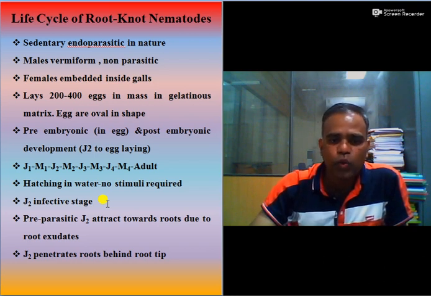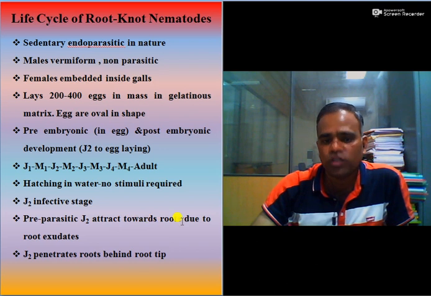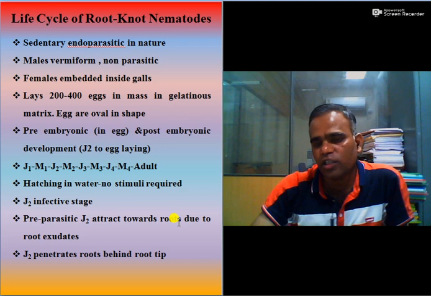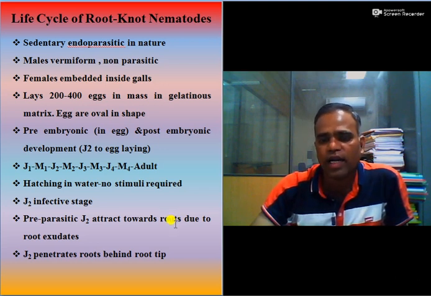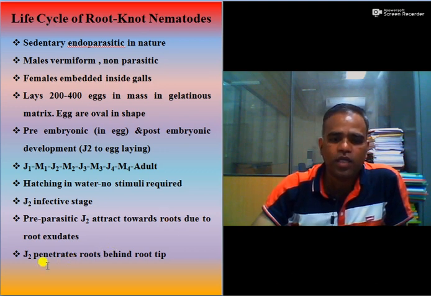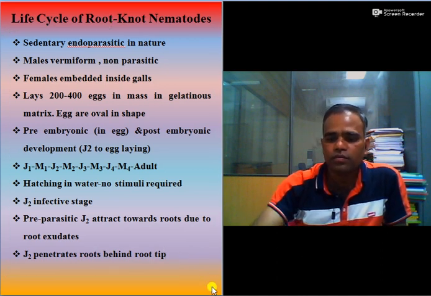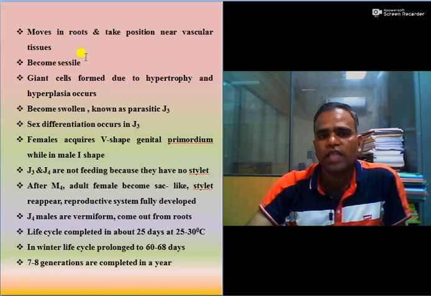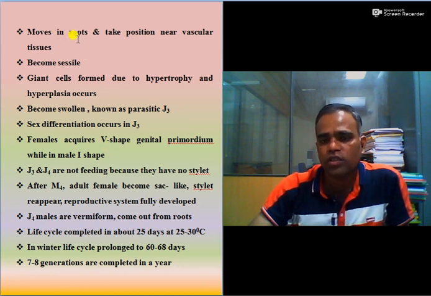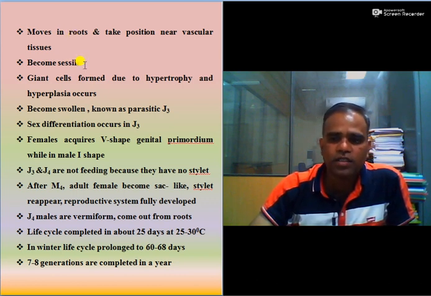Pre-parasitic juvenile 2 is attracted toward the roots due to root exudates. So root exudates are responsible for attraction of the nematode. Juvenile 2 penetrates the roots behind the root tip, moves into the roots and takes position near the vascular tissues. At that place they become sessile.